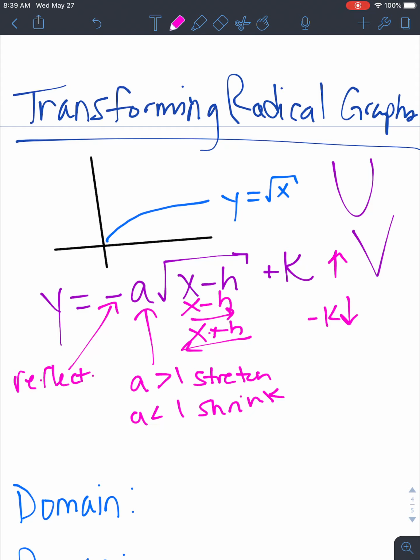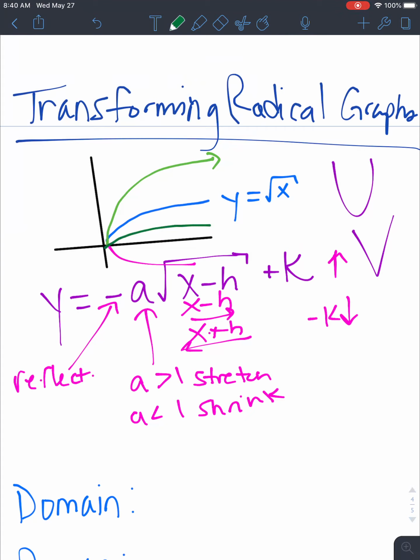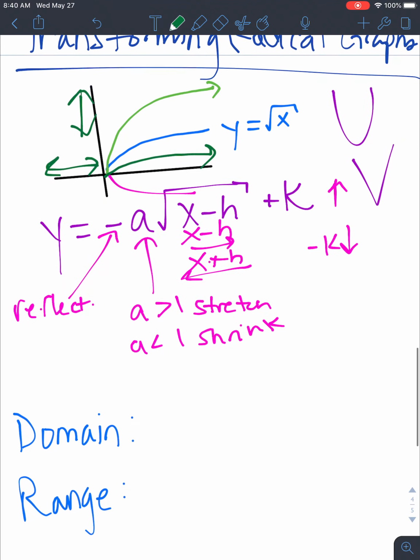So the cool part about transforming radical graphs is that it makes them so much easier to graph. If you just learn how to transform them, it's a lot easier to work with them. So we know that if we reflect it, it's reflected across the x-axis. If we had a stretch, which makes it steeper, it looks something like this. Whereas if we had a shrink, which makes it shallower, it would look more like that. And then the h and the k, remember that h moves it horizontally left and right, and k moves it vertically up and down.